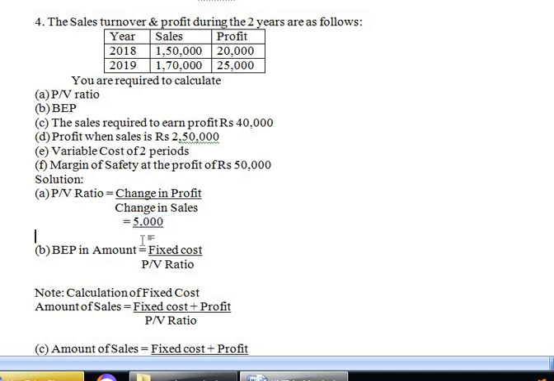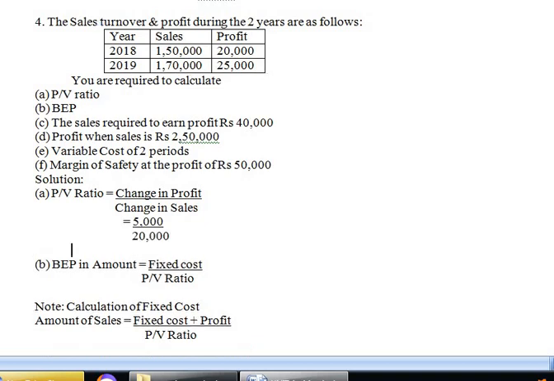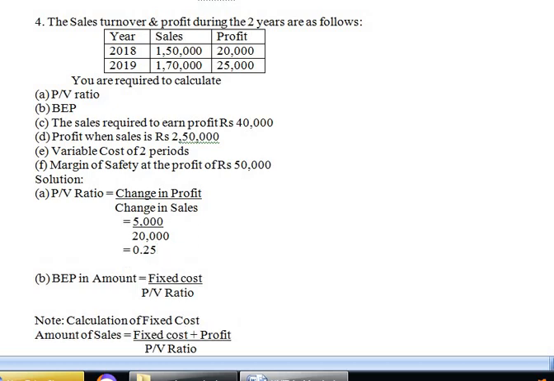Divided by change in sales. Same like, we need to find out the difference. Sales for the year 2018 is 1,50,000 and for the year 2019 it is 1,70,000. So find out the difference. It is increased by 20,000. So PV ratio will be 0.25. Hope this is clear to everyone.